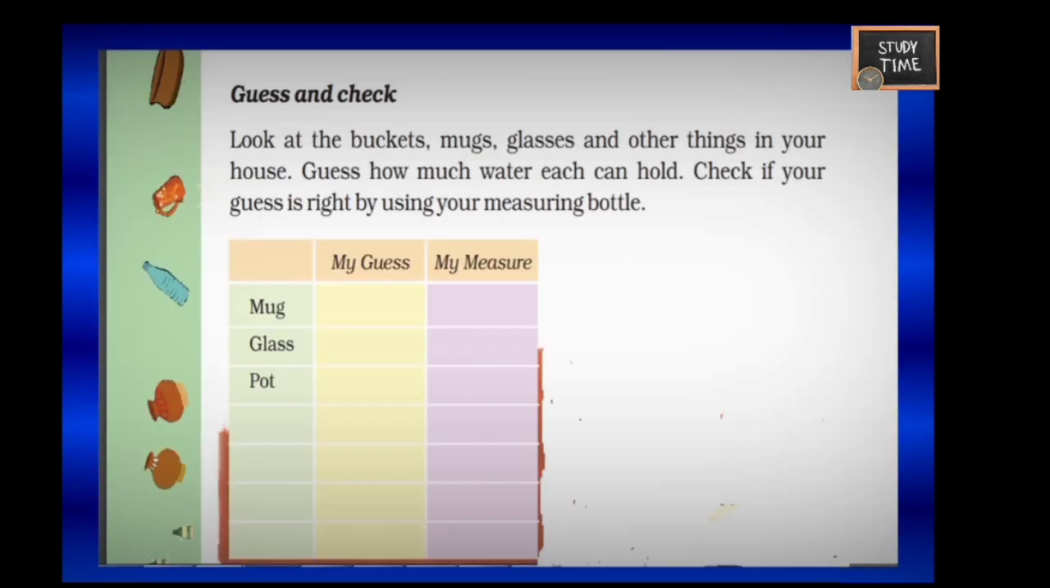Next, guess and check. Look at the buckets, mugs, glasses and other things in your house. Guess how much water each can hold. Check if your guess is right by using your measuring bottle. So you're going to write your guess and your measuring guess, so your actual measurement.